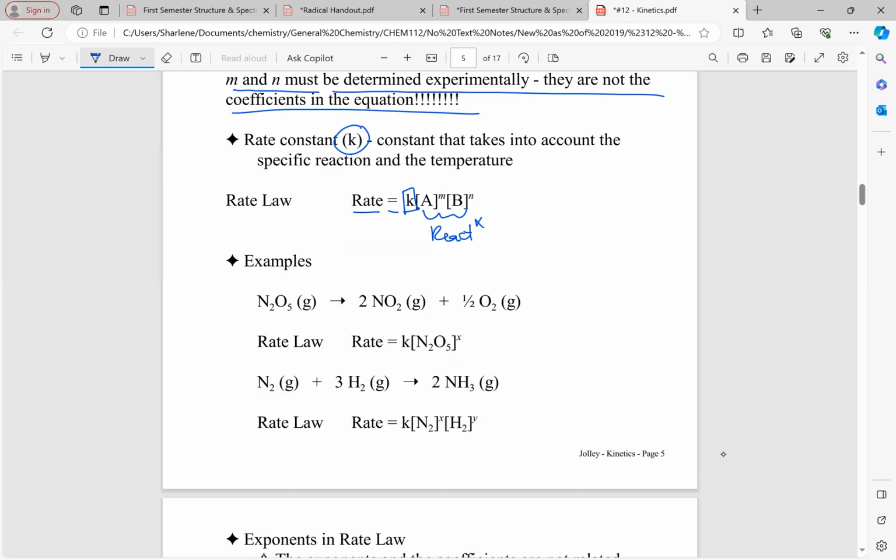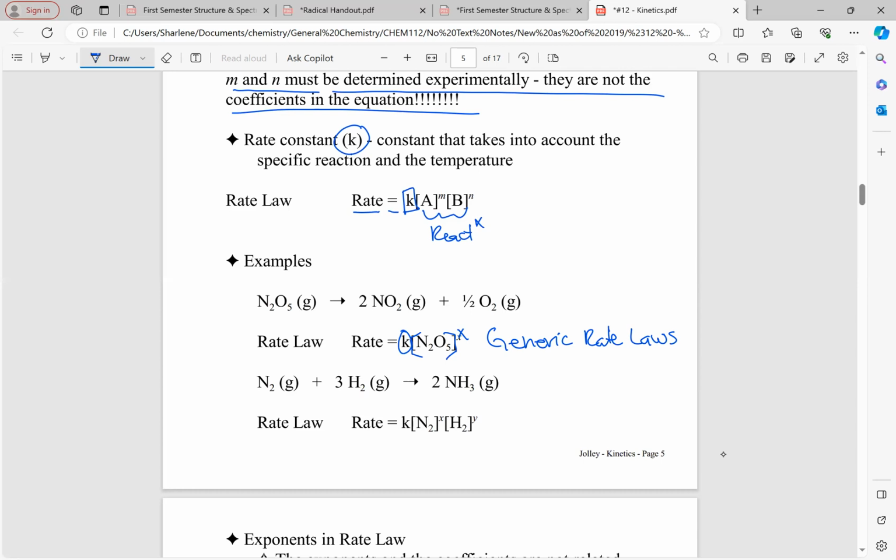Let's go to that one that we had done before. N2O5 goes to 2NO2 and a half O2. Well, the rate law is equal to, again, just a constant and only the reactant. And this time I use the variable x. Use whatever variable you would like. That is something I call the generic rate law because I don't know any of the values. How could we find those? Well, we'd have to have some experimental data.